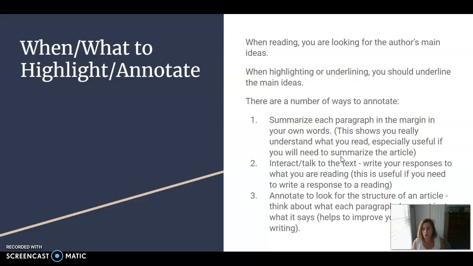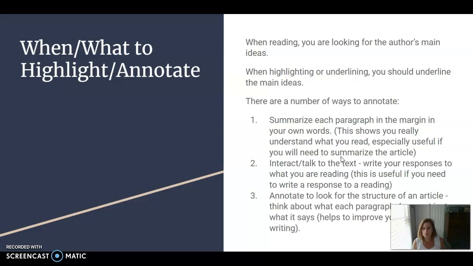You can also talk to the text, right? That means thinking about what is going on and how you are feeling as you read it. Is it making you sad? Is it making you mad, happy? You can clue those things in with annotations in the text. Sometimes when I'm reading, I'll write things like, wow, or I didn't know that. And so that just gives my response to the text.